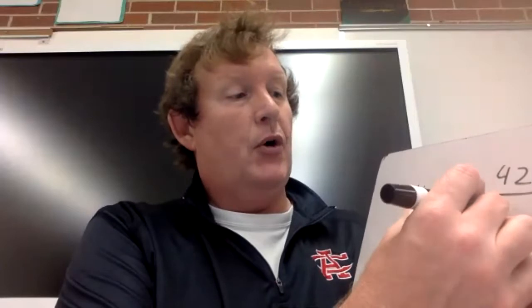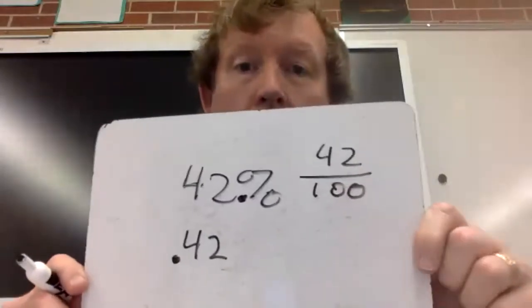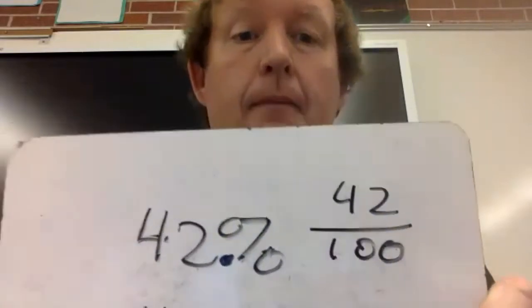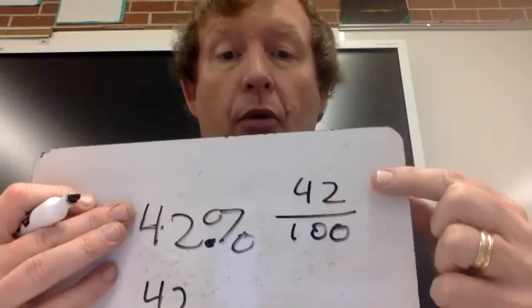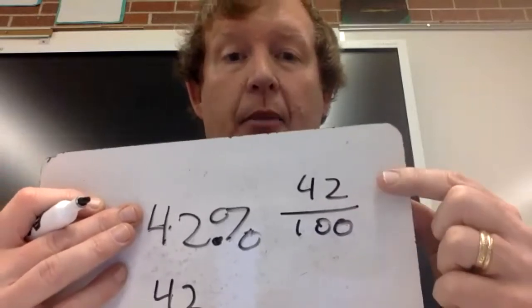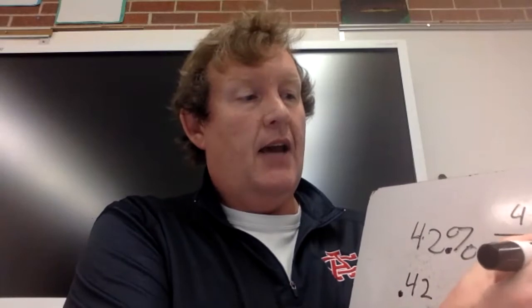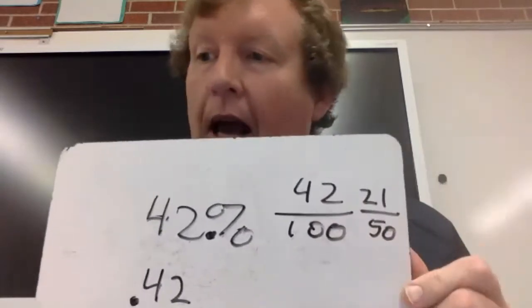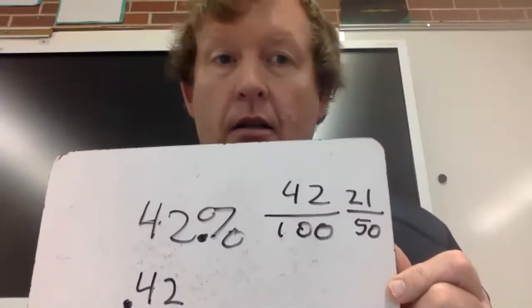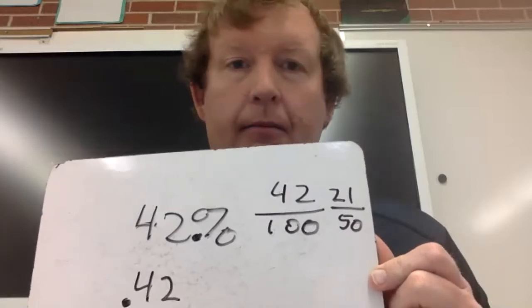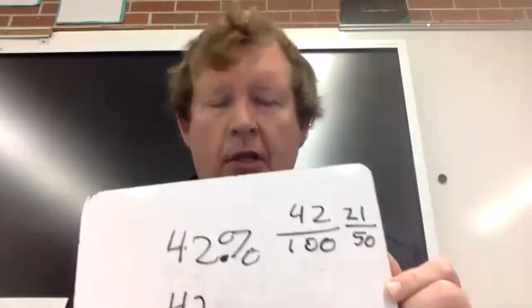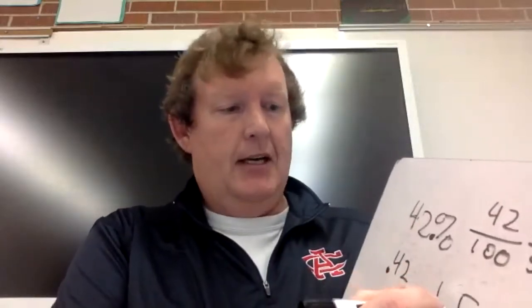Remember, when I have 42%, that's like saying 42 per 100. Okay? So then we have to reduce this down. They're both even numbers. So guess what? 2 will divide into both of those. So half of 42 is 21, and half of 100 is 50. Now look over there. If you have an answer, somebody shout it out or send it. E, yes. So number one, the answer is E.